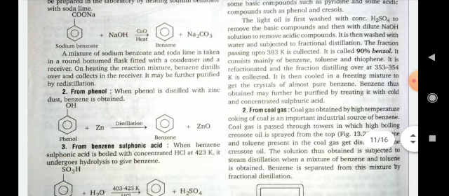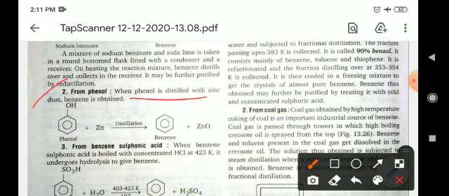Okay, and second, from phenols. Phenol is distilled with zinc dust, then benzene is obtained. Phenol means when an OH group is present on the benzene ring. Then if it reacts by distillation, it will form benzene and zinc oxide will be removed.